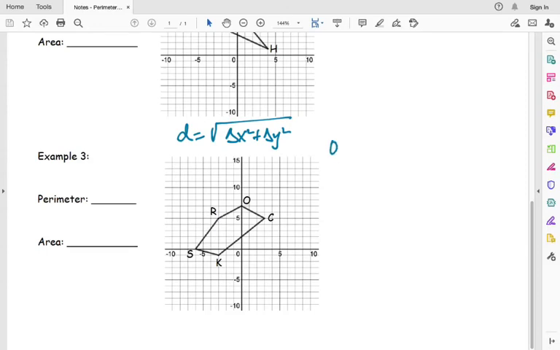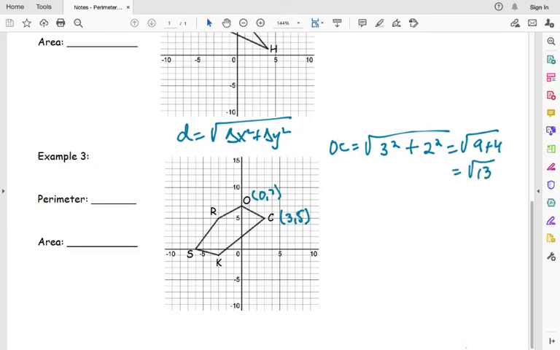So the length of OC equals, O is at the ordered pair (0, 7). C is at the ordered pair (3, 5). So the change in x, I go from 0 to 3. That's a distance of 3 for the x's. My y's change by going from 7 to 5, which is a distance of 2. So that's going to be 9 plus 4 under the radical, which is the square root of 13.